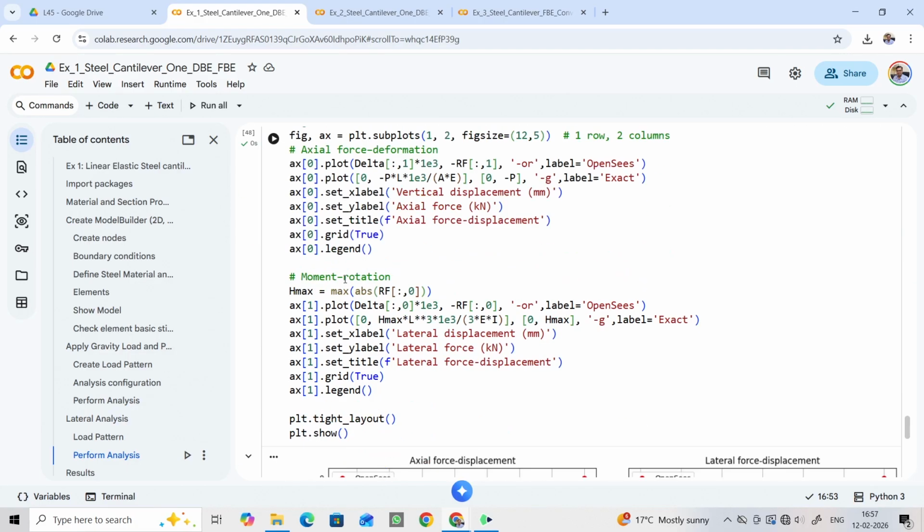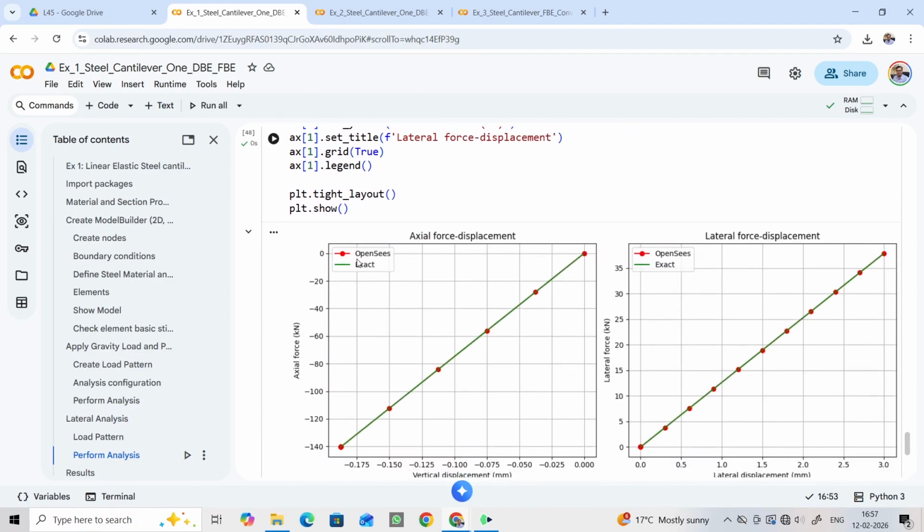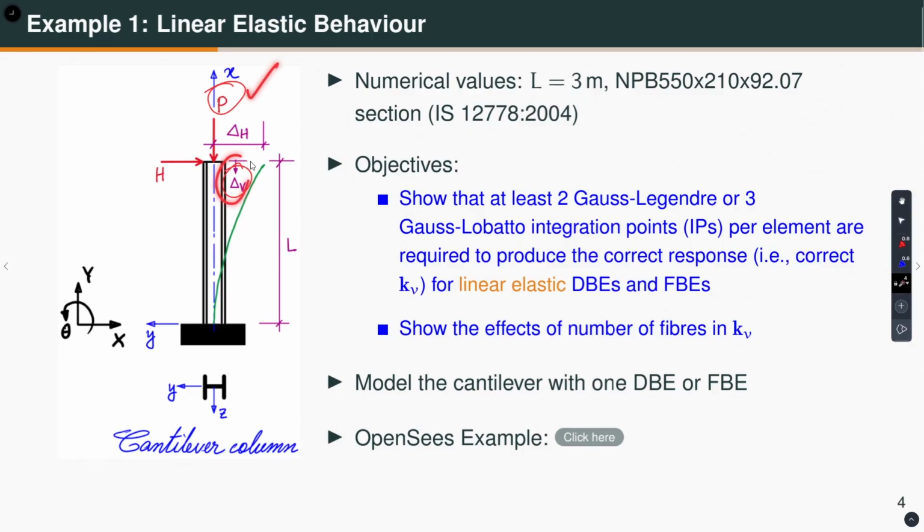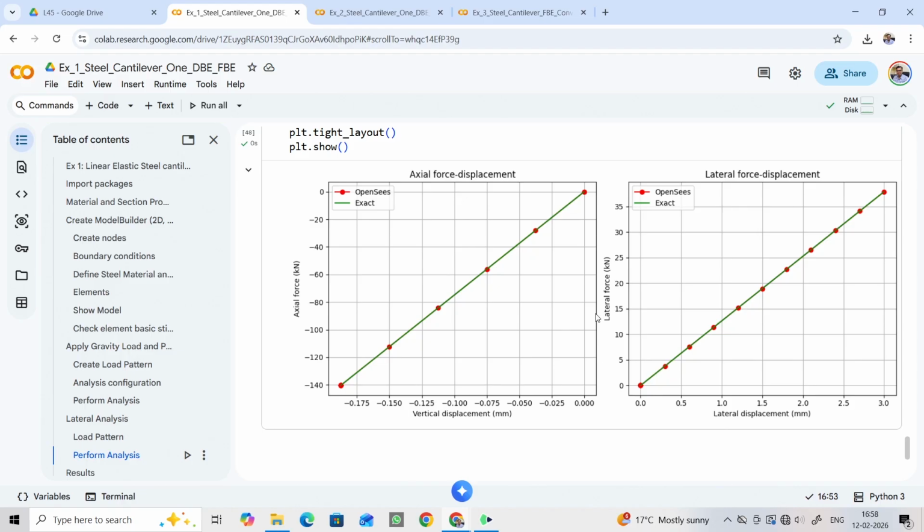If you look at it, the red with dot is the OpenSees solution for axial force and vertical displacement. That means this is P versus delta V. And the green one is the exact solution. Because the response is linear elastic, I know what the relationship is, right? Delta is equal to PL by AE. Similarly, on the right hand side, lateral force versus displacement, you can see the red is OpenSees and green is the exact solution using Euler-Bernoulli beam theory. And they are matching exactly well.